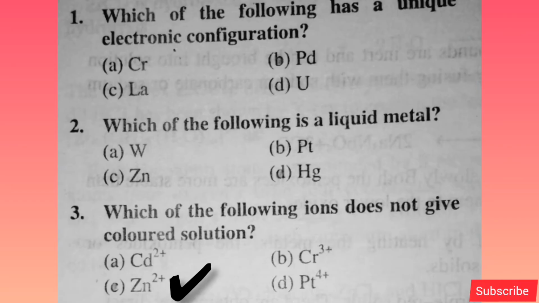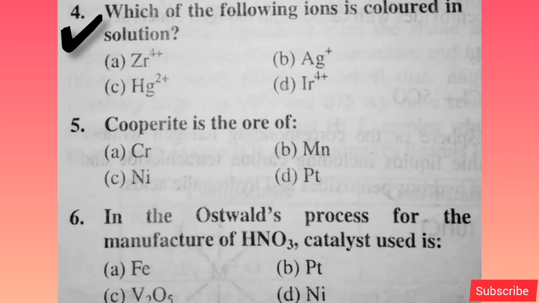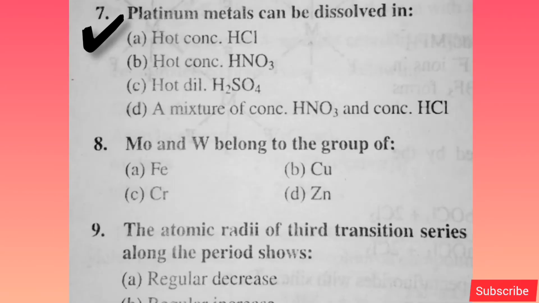Which of the following ions does not give colored solution? Option C is correct. Which of the following ions is colored in solution? Option D is right. Copperite is ore of, option D is correct. In the Ostwald's process for the manufacture of HNO3, the catalyst used is option B. Platinum metal can be dissolved in option D.